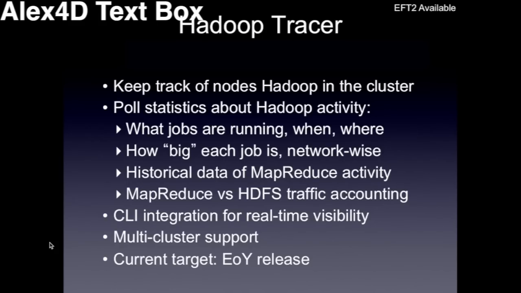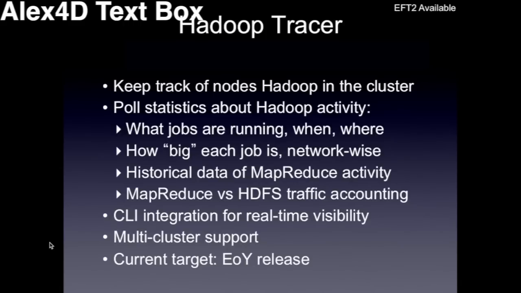So the first phase of this feature is really about providing visibility into the activity of the Hadoop cluster. We regularly poll statistics about Hadoop activity to know what jobs are running, when and where, and get a sense of how big each job is network-wise. We then provide historical information about the MapReduce activity so that it's easy to troubleshoot problems after the fact. This really provides real-time visibility into the CLI for network operators who may not otherwise have access to the Hadoop infrastructure.